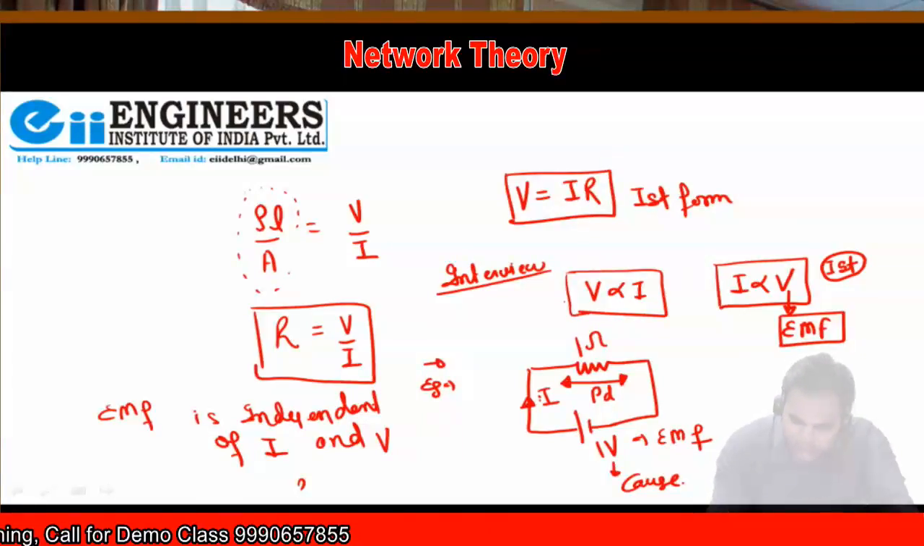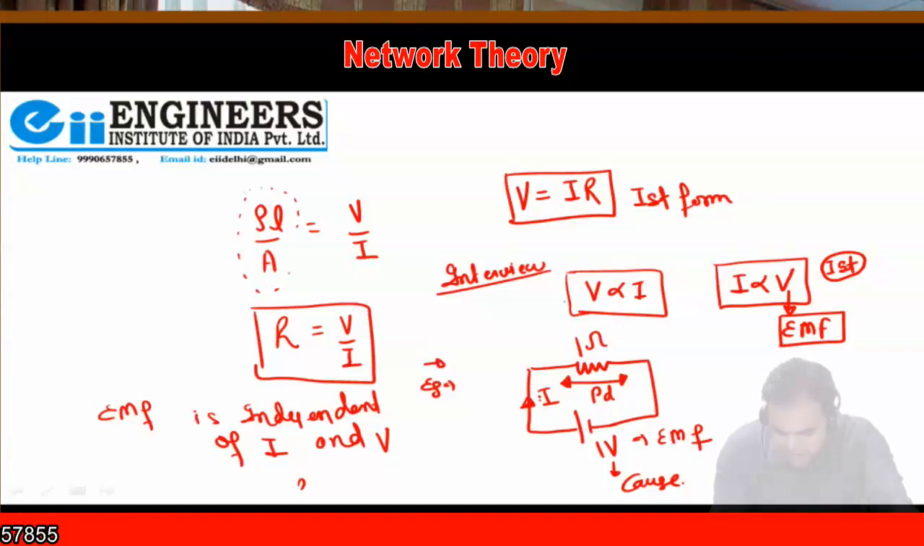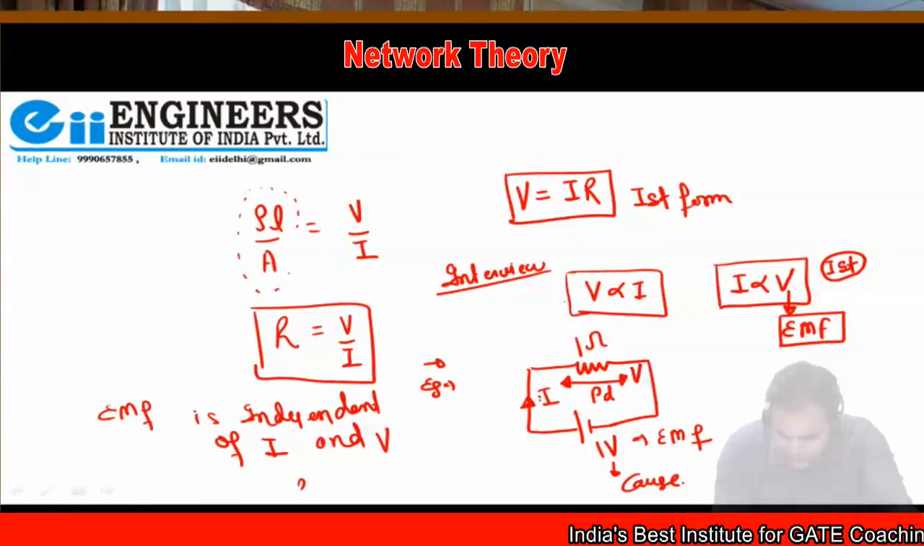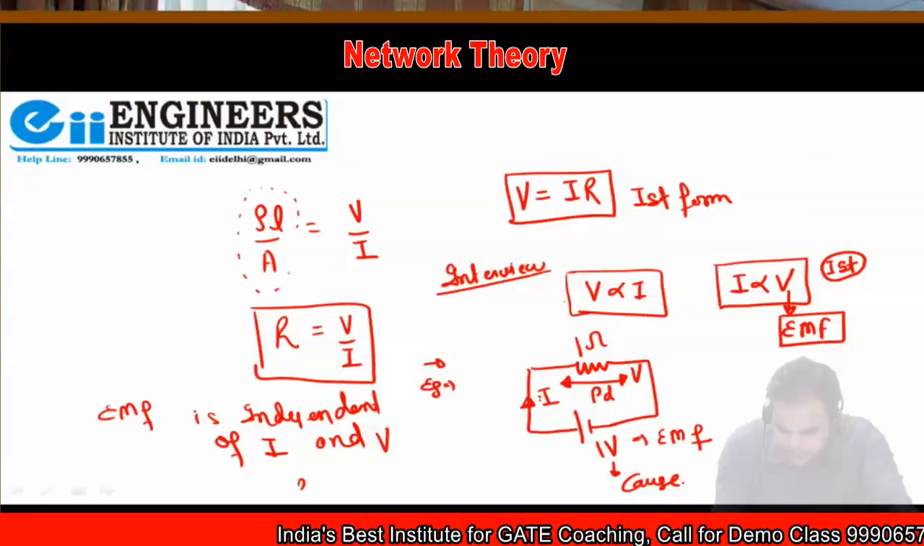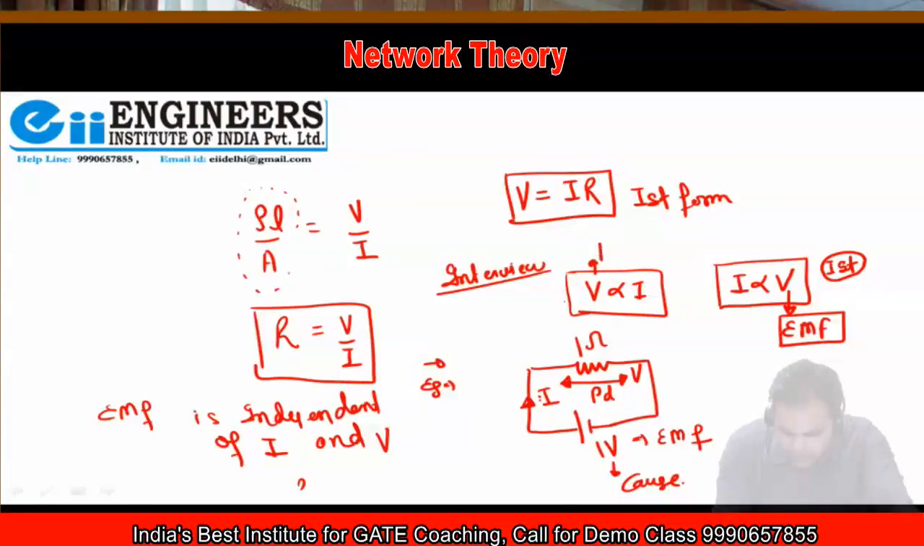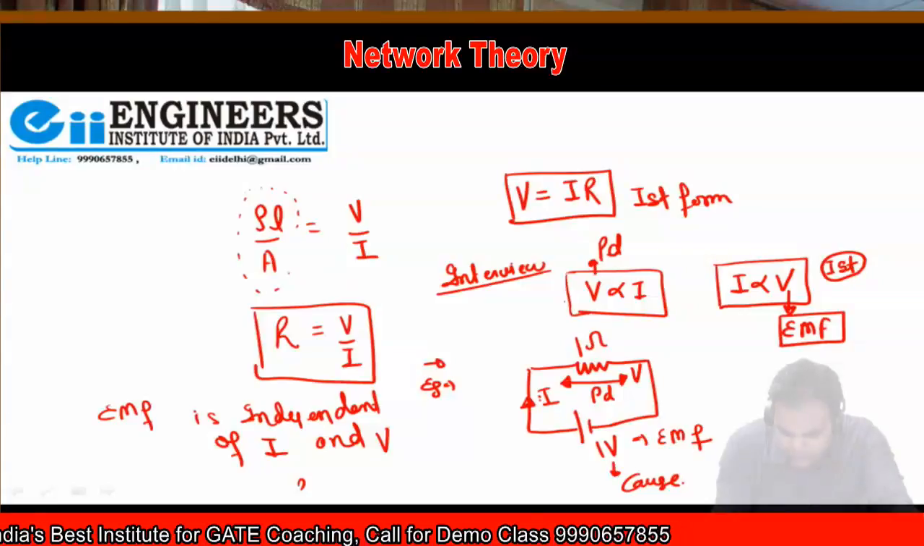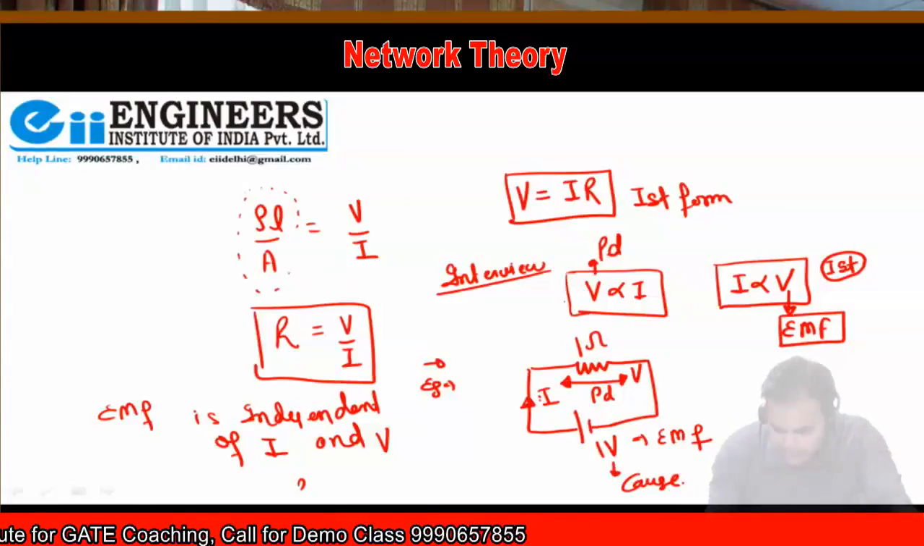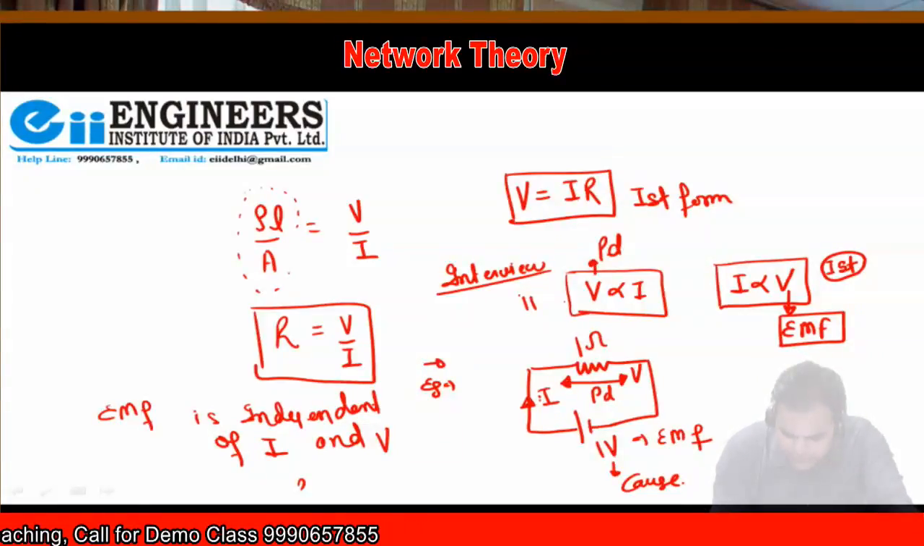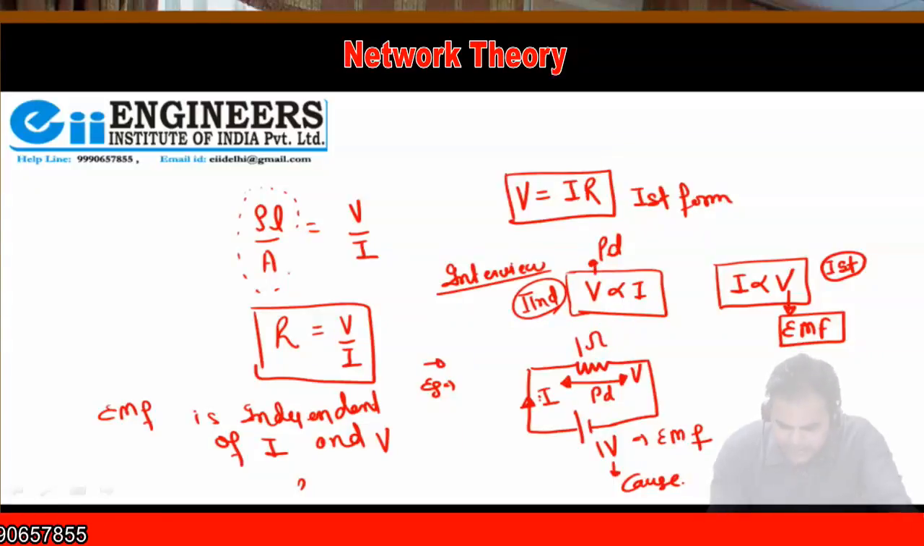And the second one: the current is flowing, so because of this current, there is a potential difference across the 1 ohm resistor. Let us consider this V is the potential difference and this V is the EMF. So this one is the first and this one is the second.